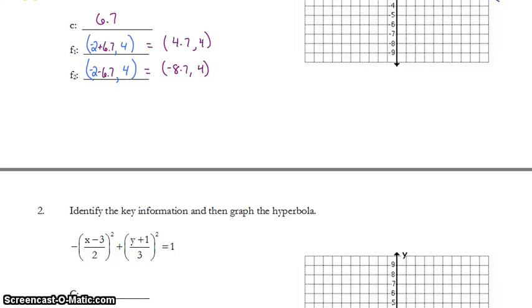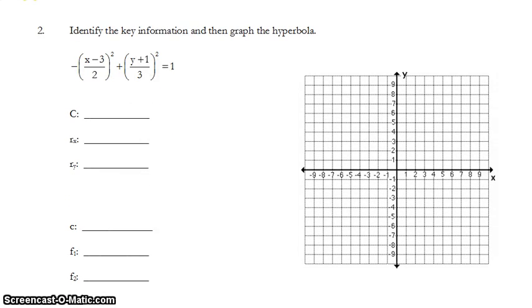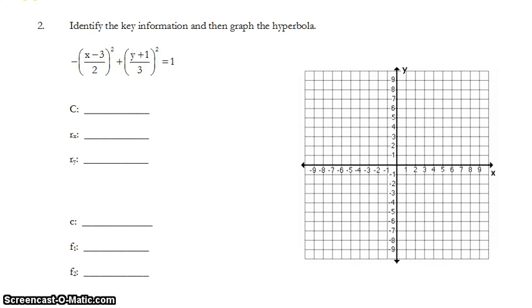Let's go ahead and do the next one together as well. First thing I notice is that in this case my x is negative, my y is positive. That means it's a hyperbola because I have a negative. My y is positive. That means this is a hyperbola that's going to open up and down in the y direction.